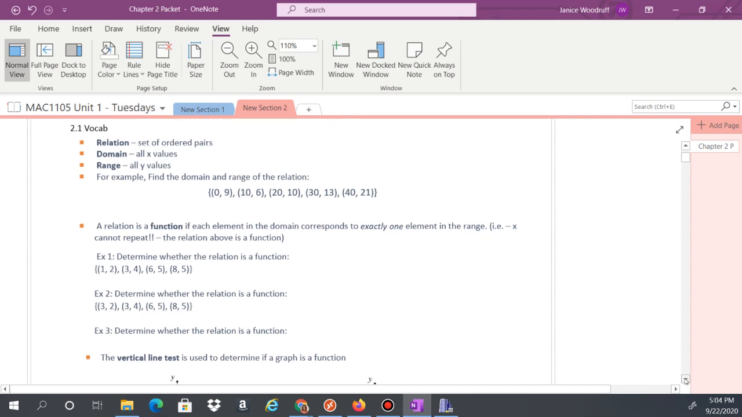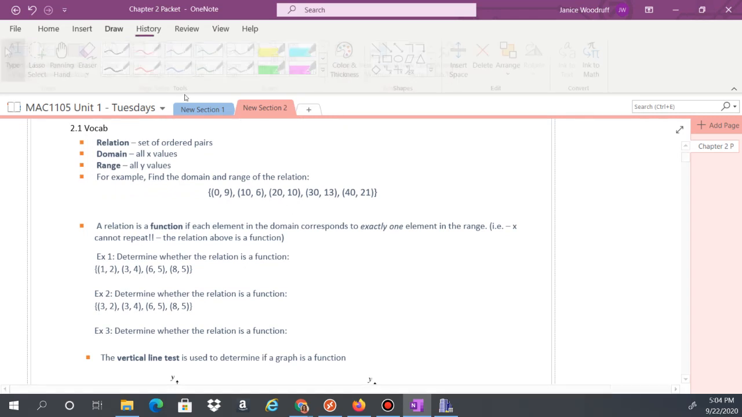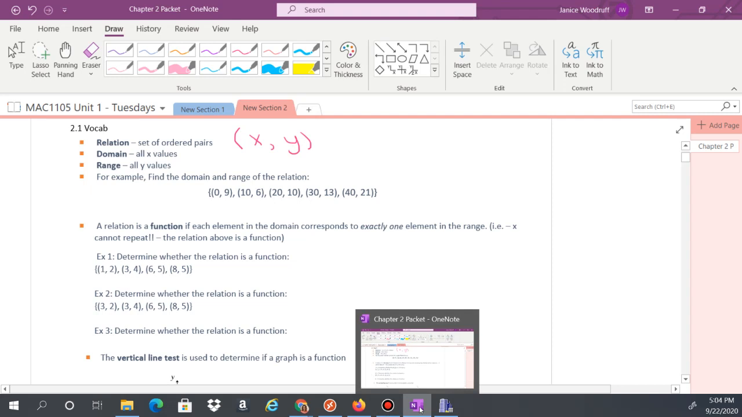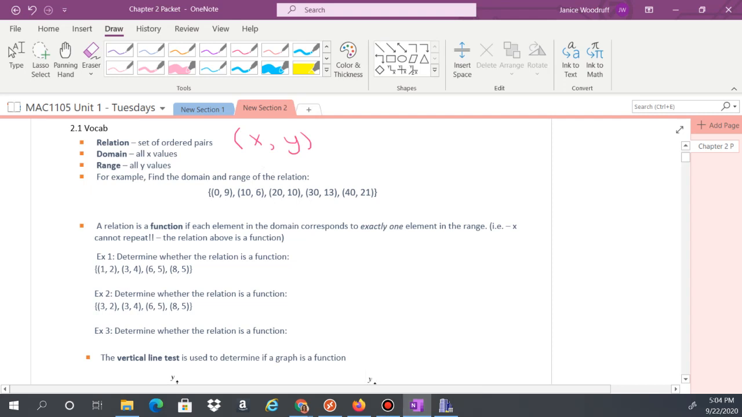So some vocab first. We have that a relation is a set of ordered pairs. Okay, and an ordered pair is always going to be written as x, comma, y in parentheses. And then in the ordered pairs, all of the x values are your domain values, and all of your y values are your range values.